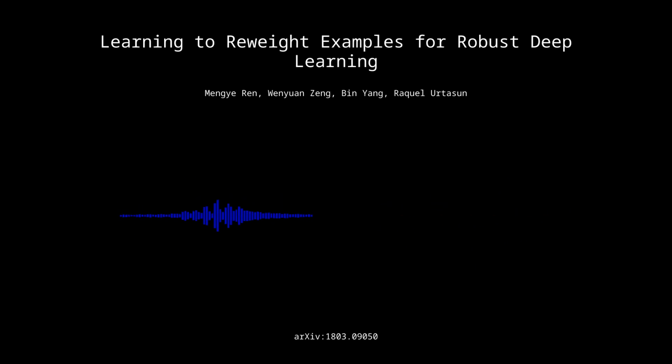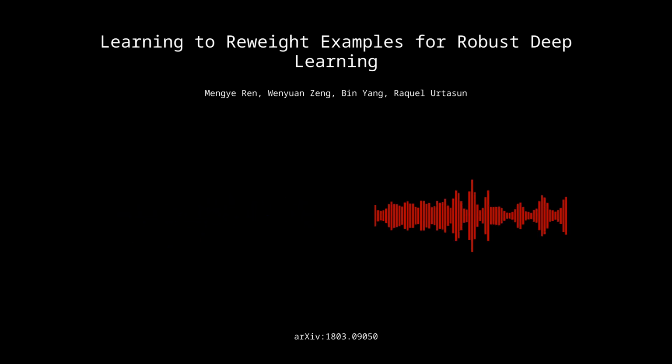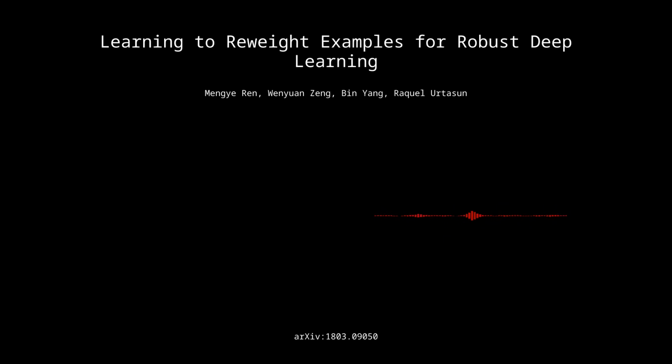The authors present a novel method called example reweighting that goes beyond simply minimizing training loss. Instead, it uses a meta-learning approach to learn how to assign different weights to training examples, guided by a small, clean validation set. So the paper really highlights the limitations of traditional approaches when dealing with common biases like class imbalance and label noise.